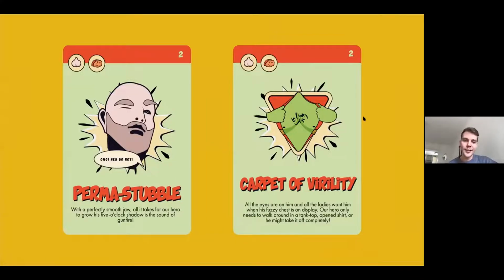Some cards I designed, for example, Permastubble, which is all about having a 5 o'clock shadow and being all sexy. Carpet of Virility, as I said.